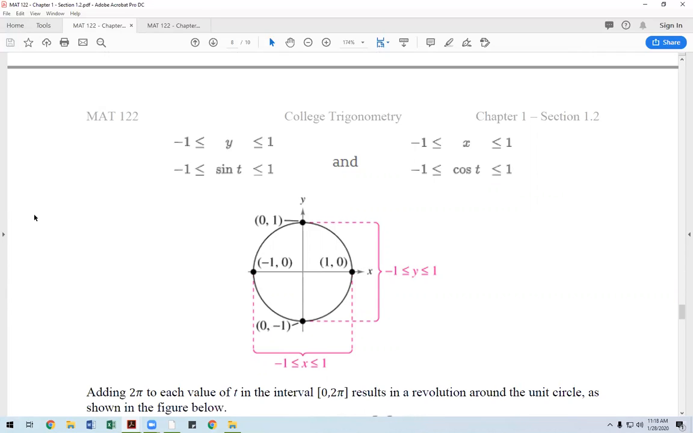And remember, we assign cosine as the x values if you think about this in terms of ordered pairs, and sine as our y values. So basically the range for each of those functions is going to stay within those 1 and -1 values.